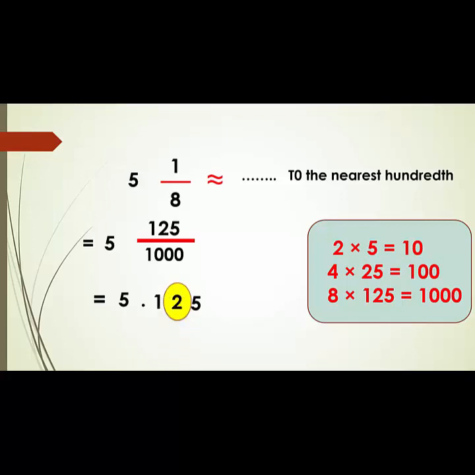Okay, where is my target? Hundredth. Then, teacher, look at the right door. 5 or more. Add 1 more. So number 2 will be 3. And 5, cancel it and replace with 0. And the number on the left, I'll keep it as it is.